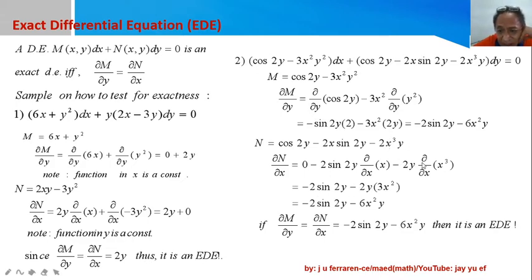Here, x cubed will be differentiated with y as a constant. So x cubed becomes 3x squared.